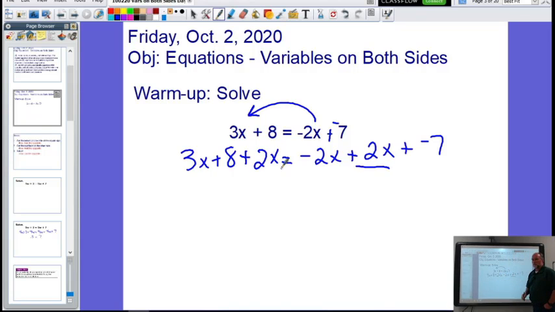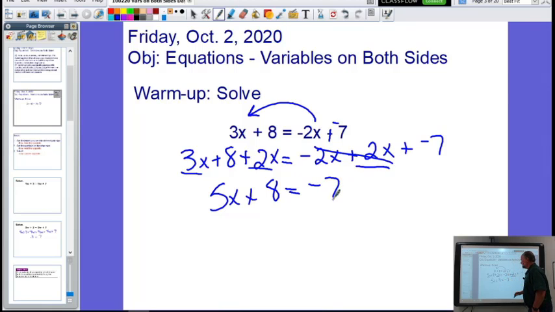Then I combine like terms. I put things that are together that are alike. So this 3x and this 2x can go together to make a 5x. The 8 comes along for the ride because I haven't done anything with that, equals. My 2x's go away, and I'm left with negative 7.